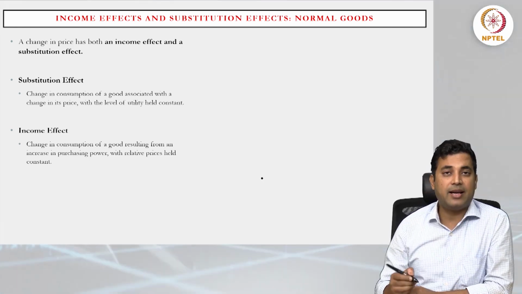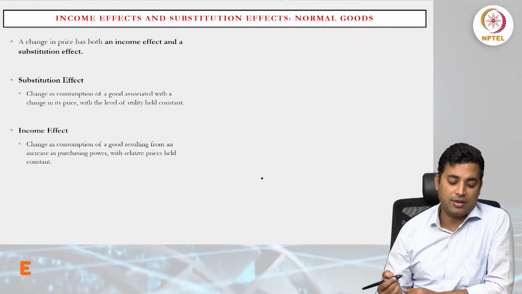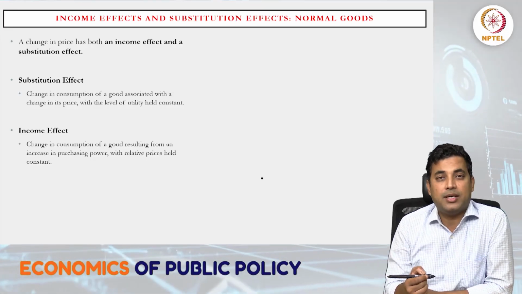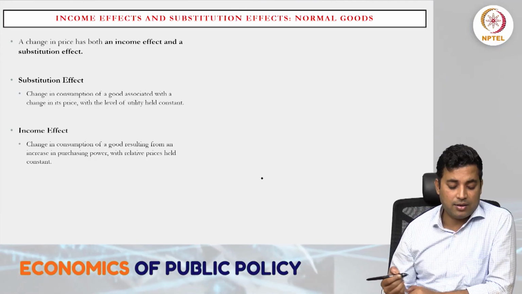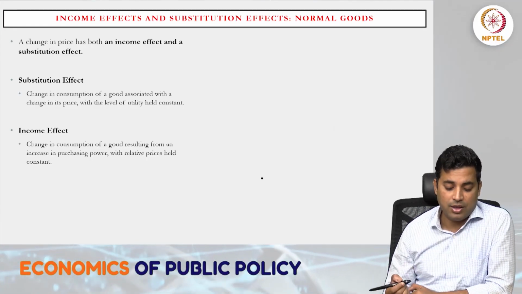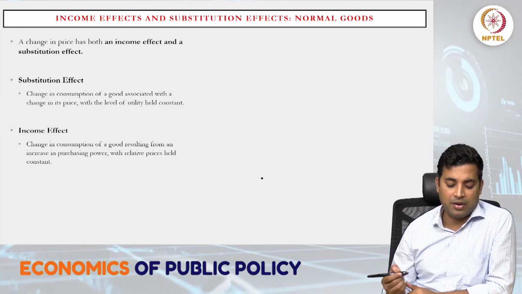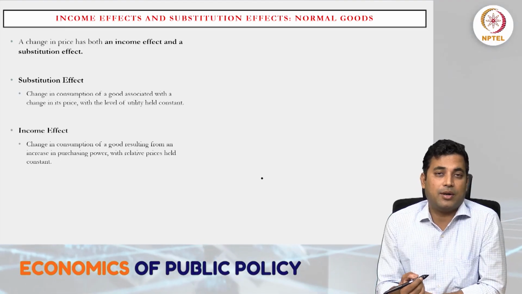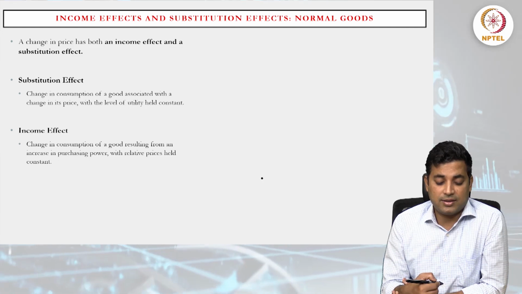Substitution effect is basically the change in consumption of a good associated with a change in the price, with the level of utility held constant. And the income effect is the change in the consumption of a good resulting from an increase in purchasing power, with relative prices held constant. So that is what precisely income effect and substitution effect are.